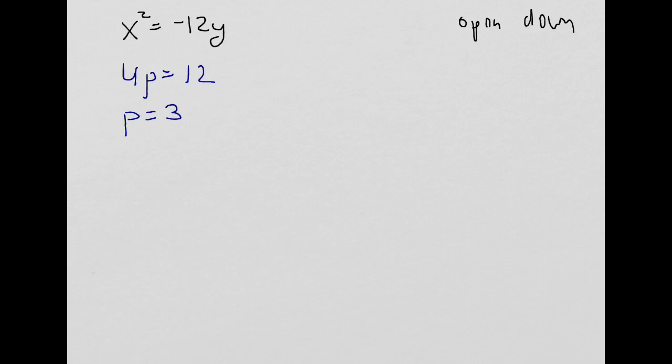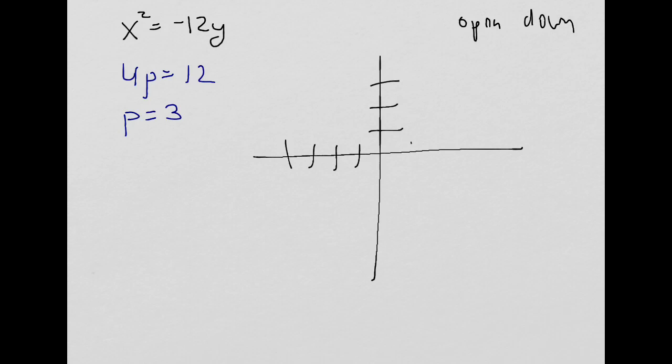So now we should have everything that we need to draw this parabola. So we know that the vertex is at 0, 0. So once again, we're just going to eyeball it. We know that this parabola is going to open down. We know that the vertex touches the origin at 0, 0.